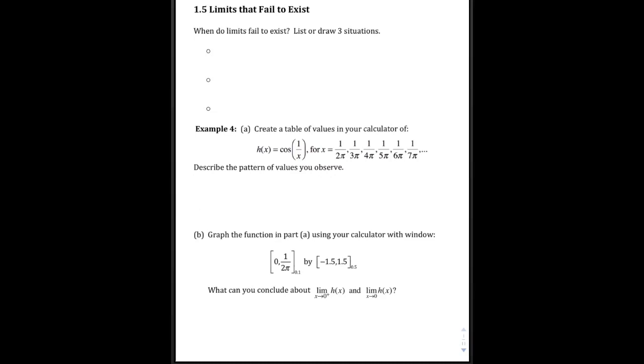What I'm going to go over in this first video is just finishing up the work that we were doing from last week, actually the week before, on limits that fail to exist. Think about all the graphs we've drawn and the functions that we've been studying with tables. When do limits fail to exist? Draw or list 3 situations. Here, I'll give you some time.